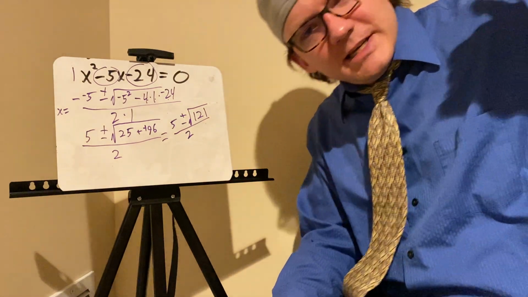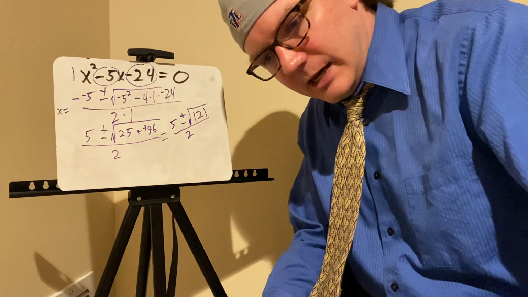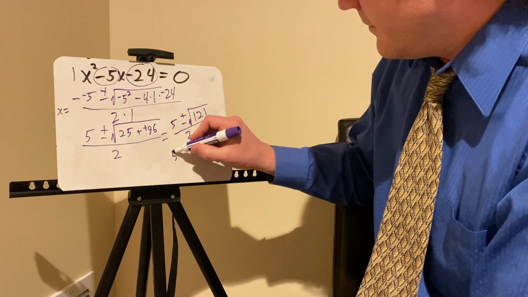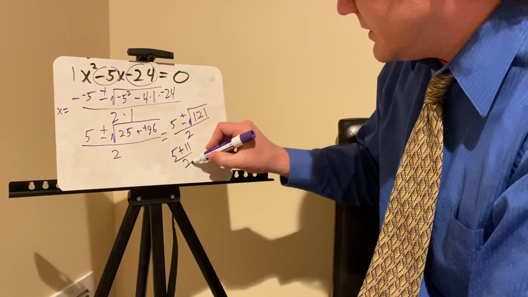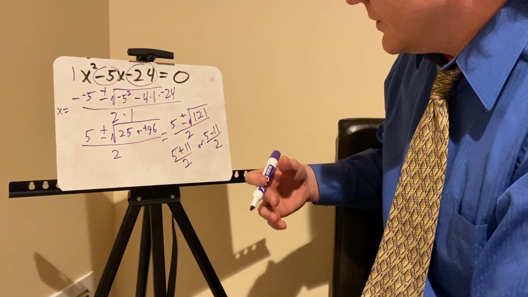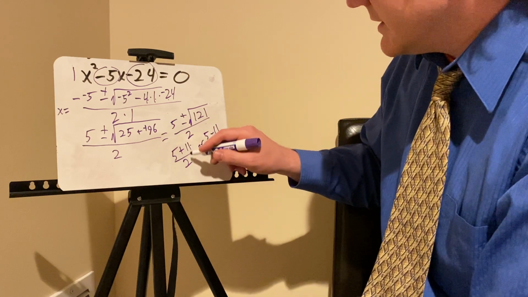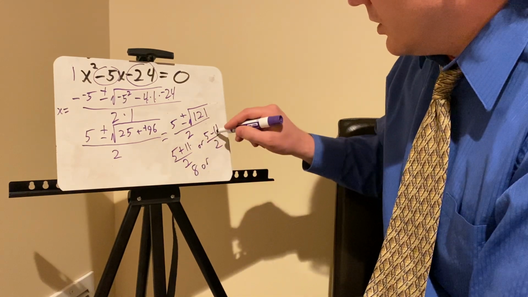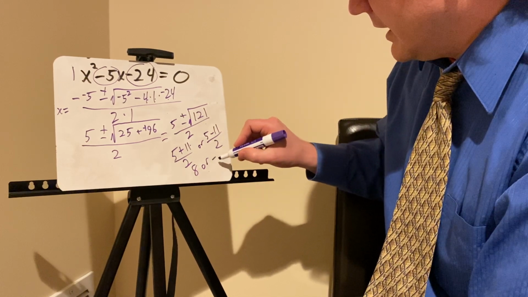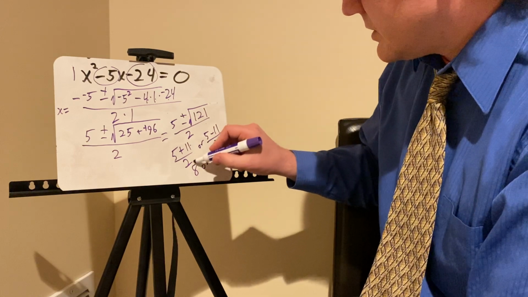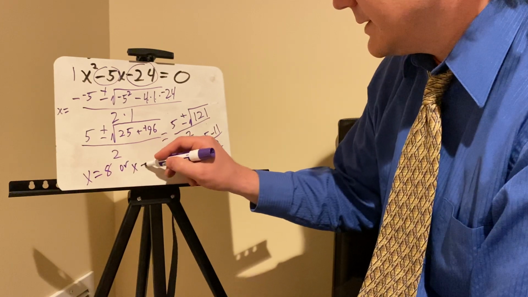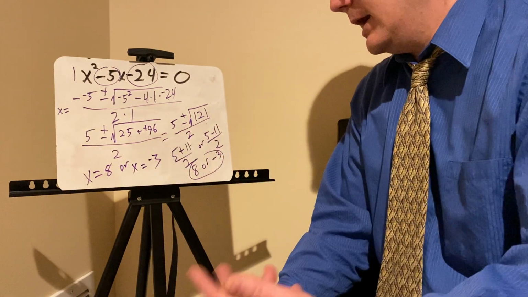Fortunately, 121 is a perfect square. That is 11 times 11. So we take the square root and end up with 5 plus 11 divided by 2, or 5 minus 11 divided by 2. Those become the two solutions. 5 plus 11 is 16, divided by 2 is 8. Or my other solution, 5 minus 11 is -6, divided by 2 is -3. So x equals 8, or x equals -3. And that's how you would apply the quadratic formula.